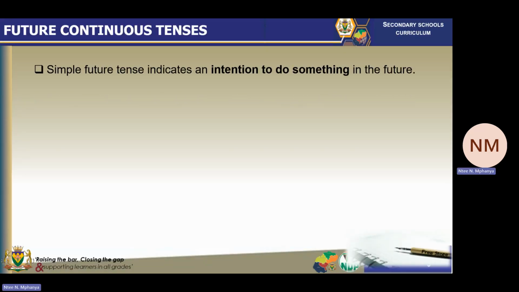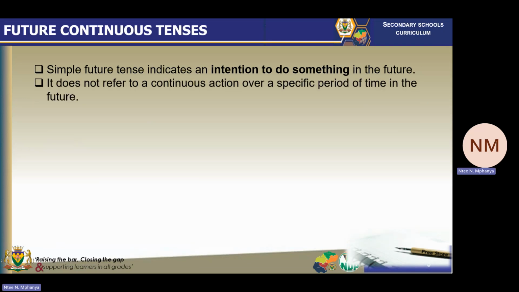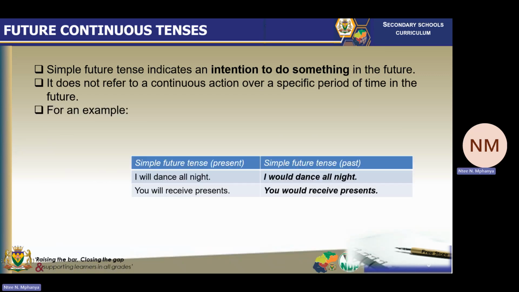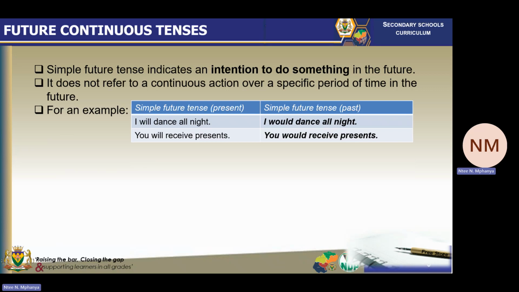The simple future tense indicates an intention to do something in the future. It does not refer to a continuous action over a specific period of time in the future. This is an example of a future tense. But remember, we are focusing on the present and past future continuous. But now, where is the difference? In simple future tense, you are indicating an intention to do something in the future.